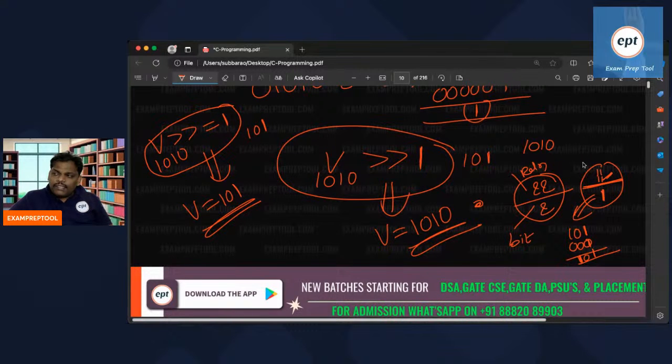Some people are asking, sir, can you explain what the relational OR operator will do? Can you see this one? 25 relational OR operator 30. I think remember, 25 means non-zero, non-zero means true. 30 non-zero means true. True or true, so finally 1. If any one is 1, 1 will come.